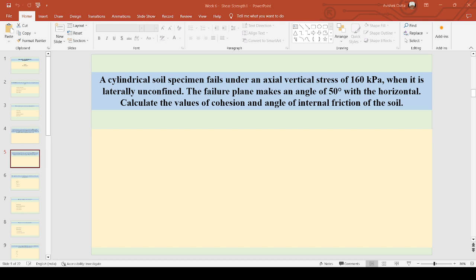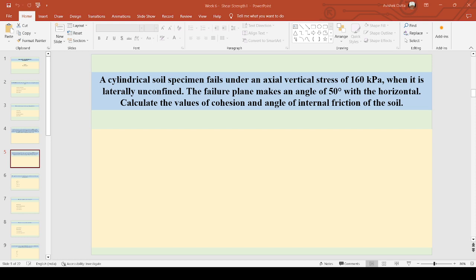I'll repeat the question once. A cylindrical soil specimen fails under an axial vertical stress of 160 kilopascal when it is laterally unconfined. The failure plane makes an angle of 50 degree with the horizontal. Calculate the values of cohesion and angle of internal friction of the soil.